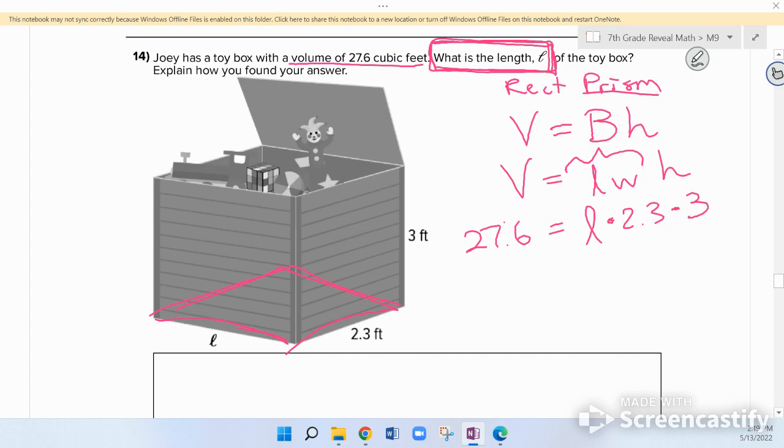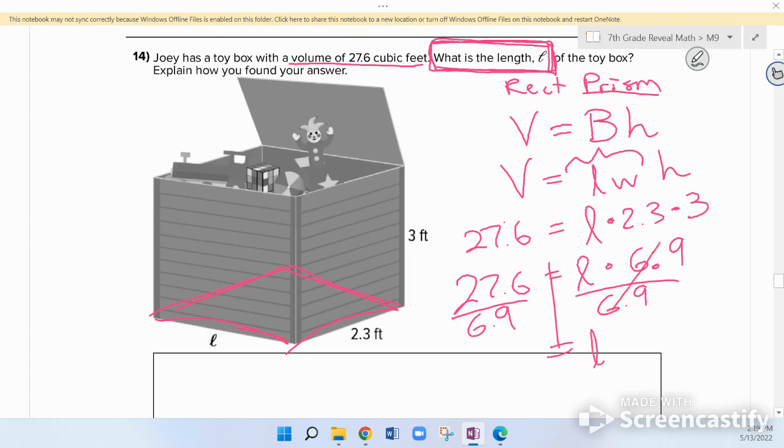So this is one where we're going in reverse now. We've got 27.6 equals L times 6.9. And then how do we find L? We divide. We're going to solve by division here. 6.9. L equals, and that comes to, yeah, that's nice. I love when they come out to nice numbers like 4.